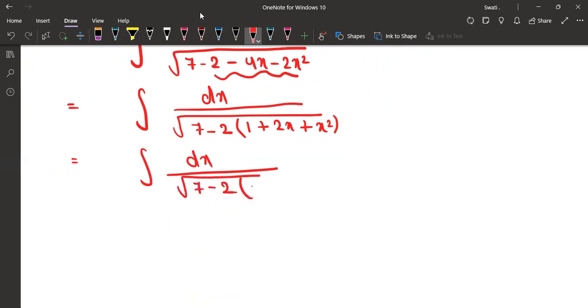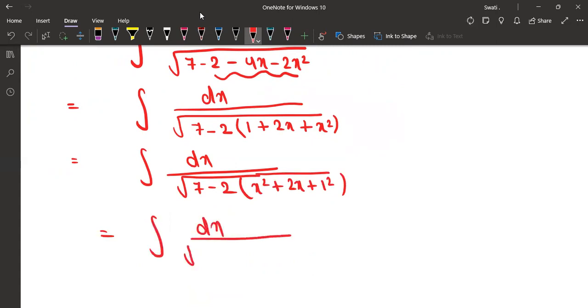And here I can write this as x square plus 2x plus 1. I can write this as 1 square. Right? Same thing. Now I hope you have understood that it is nothing but the formula of a plus b whole square, a square plus b square plus 2ab, right? So using that formula, it will become simply x plus 1 whole square, right?